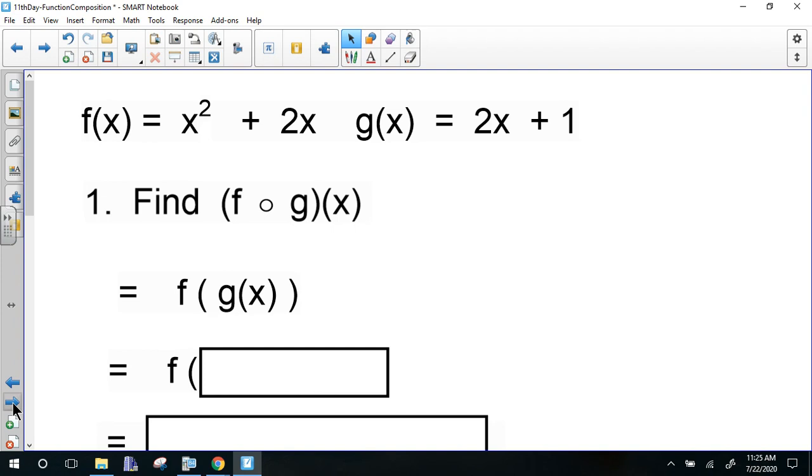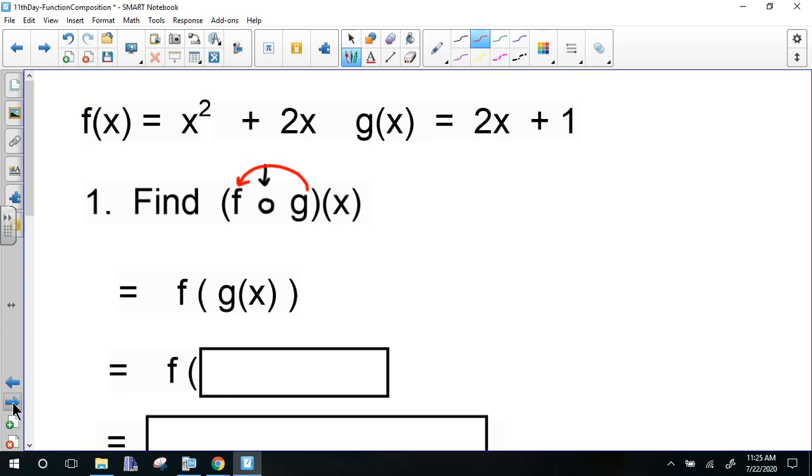Now we're getting into where we plug one function into another, and that's what this open circle right here means. Plug one into the other. It's not a multiplication. Multiplication would be a closed circle, a dot. Whichever one is listed second, you plug into the first. So this reads f of g of x. g is listed second, so I'm going to take whatever function g is and plug it into f.